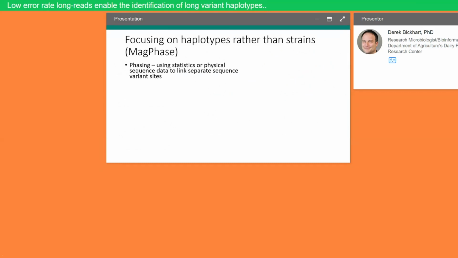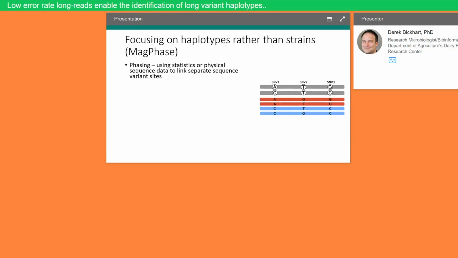And one particular area that we thought that hi-fi reads could provide substantial benefit is in phasing variants that we identify in the sequence data. Phasing is the use of statistics or physical data in order to link separate variants. In our case, we're using the hi-fi reads themselves.